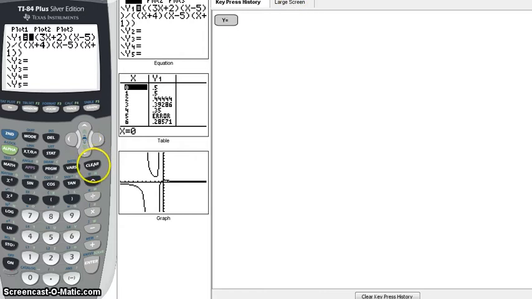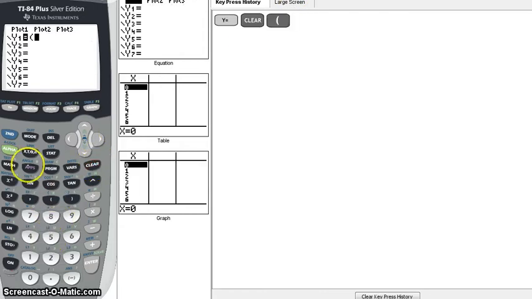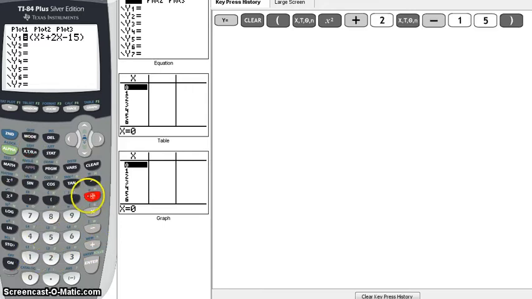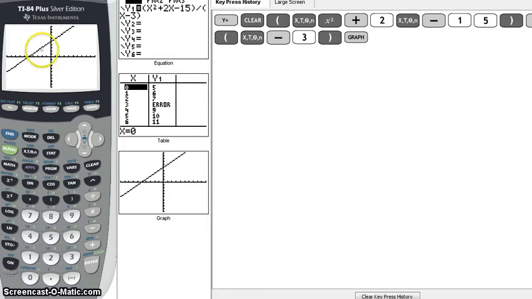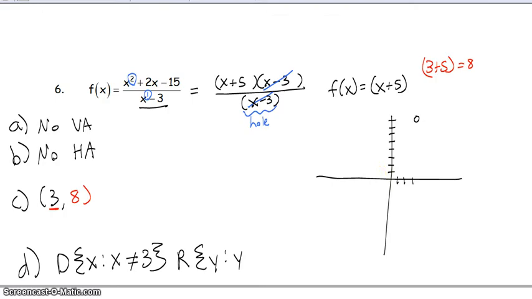On the top, we had x squared plus 2x minus 15. And then on the bottom, we had x minus 3. Okay, when we graph that, it looks like a straight line, because the top and the bottom cancel, and we're left with just x plus 5. So the graph for this will just look something like this. But there's a hole there.